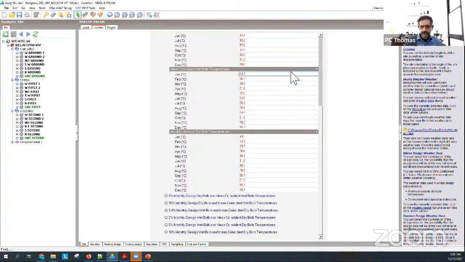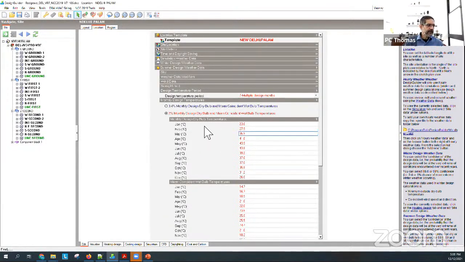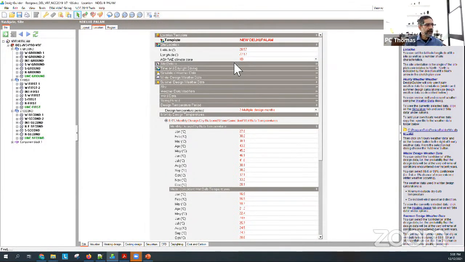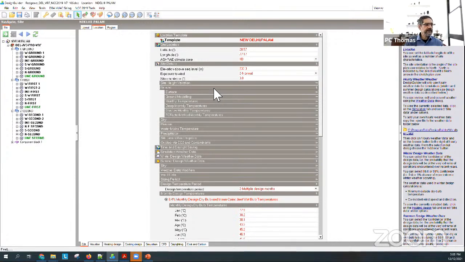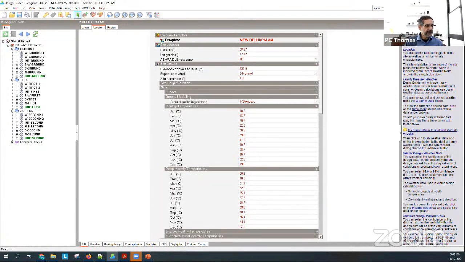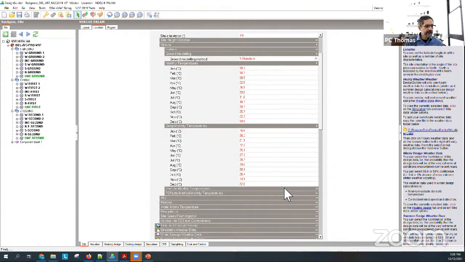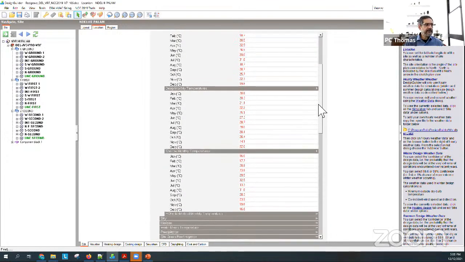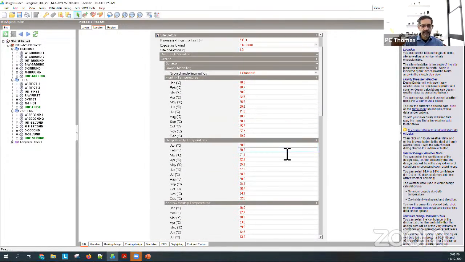Okay. Now, for what we're going to do today, I'm not going to change much. I'm going to leave it at the most stringent, 0.4%, right? So that's what I've selected, okay? Now, be careful before you do that. You should go in and you should look at the ground temperatures, and you will need to add the correct ground temperatures for your location. Now, you can get that from Climate Consultant, or you can even get it from the weather file that EnergyPlus uses.